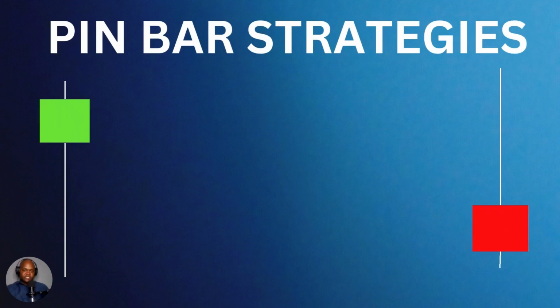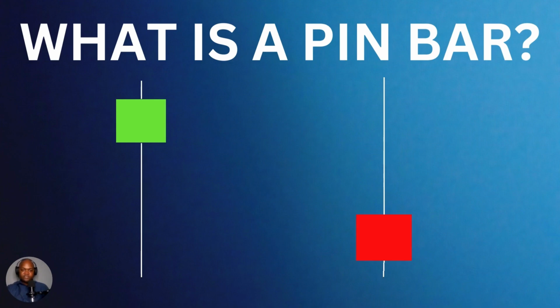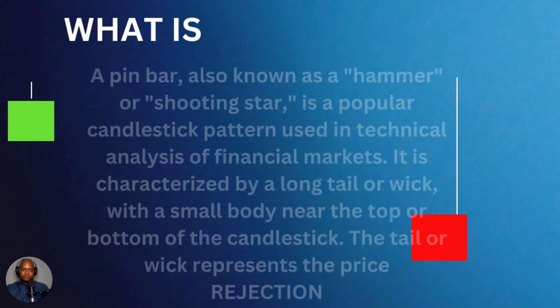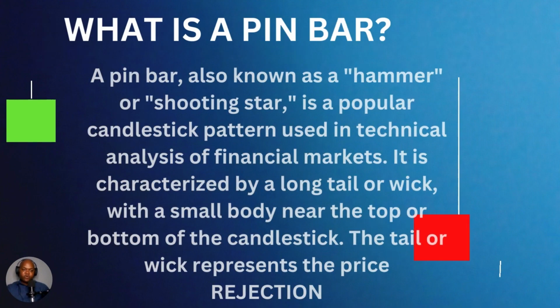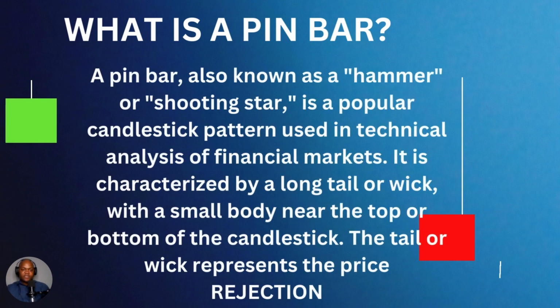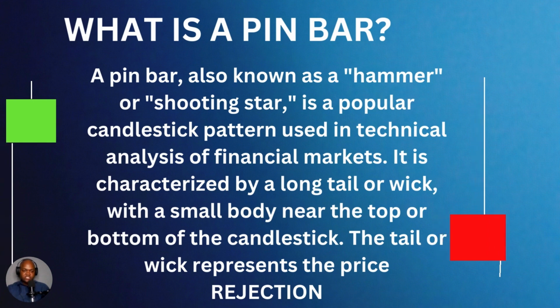So our strategy for today is the pin bar strategy. The most important question is, what is a pin bar? A pin bar is also known as a hammer or a shooting star. When you want to identify this pin bar, it is important for you to know that you need to use a candlestick chart.